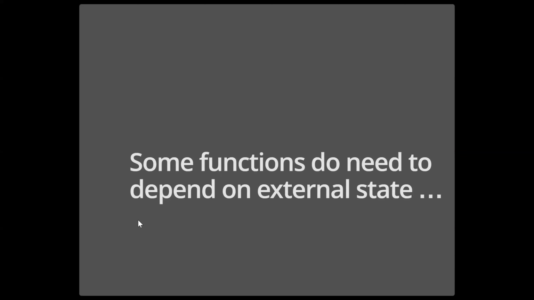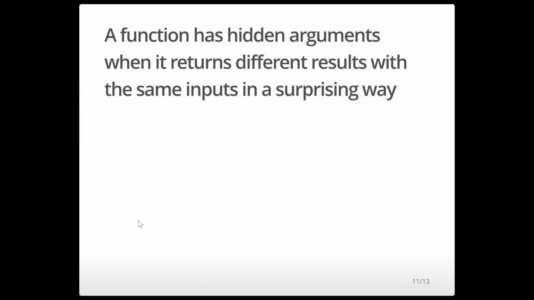But okay, sometimes some functions do need to depend on some kind of external state. For example, but when that happens, we may or may not surprise the user with the behavior of the function. So a function has hidden arguments, as we showed before in an example, but if we articulate that, when it returns different results with the same input in a surprising way.